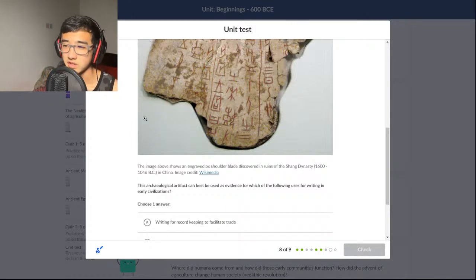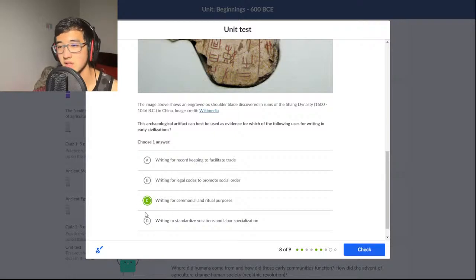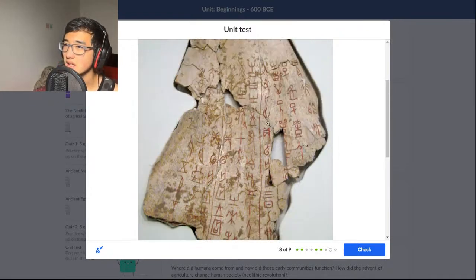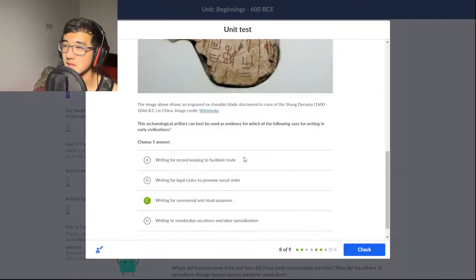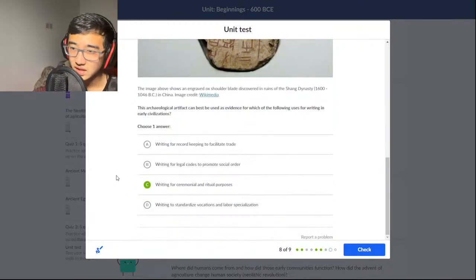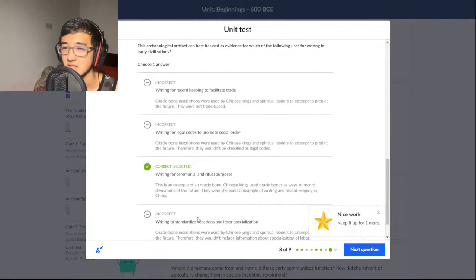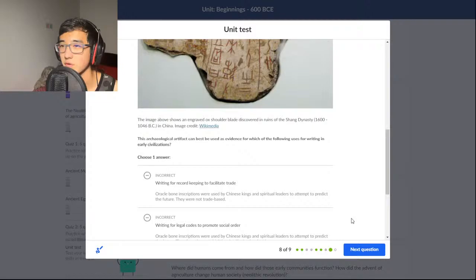Writing for record keeping, I think it was this one. Remember I said earlier, oracle bones, where they use bones for prophetic reasons. They would write stuff on it, and then they would crack it. So it could be, I think it might be C. But anyway, let's look at the other ones. Facilitating trade. Not really. Legal codes. Too early. Writing standardized vocations, labor specialization. Yeah. Yep, I knew it. This is an example of an oracle bone. And oracle bone. Oh, they also have an oracle bone. Yeah, that's an example of an oracle bone.